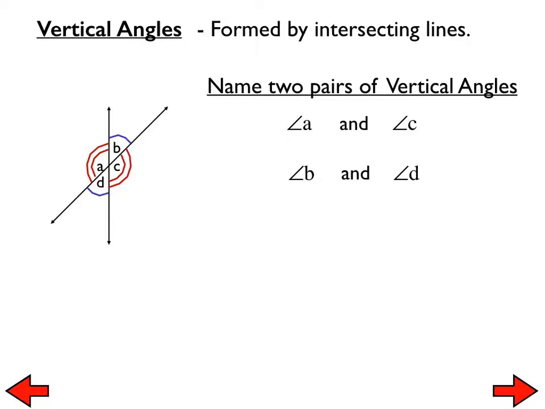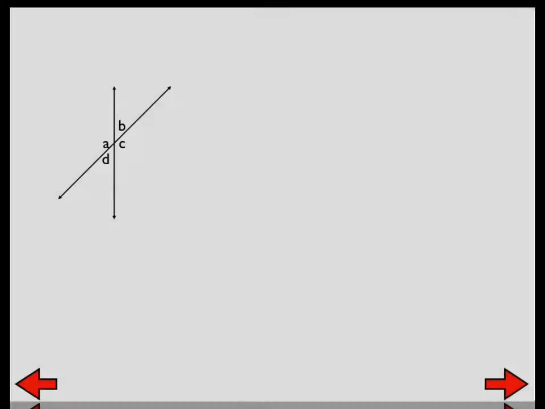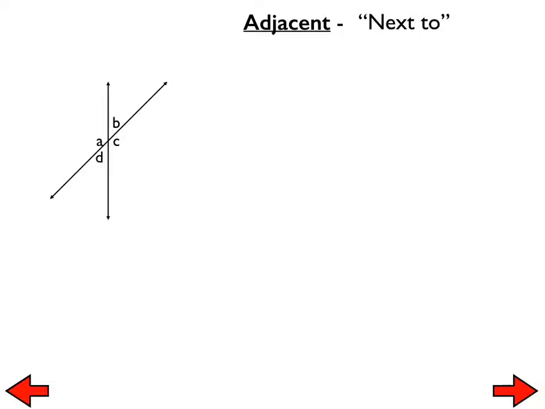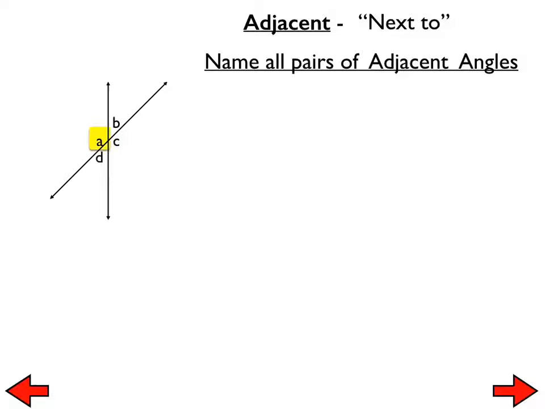Now, same picture, there are also adjacent angles going on. Yesterday we learned that adjacent means right next to each other. They even share the same wall. They're right next to each other. Angle A and B are right next to each other. They are adjacent angles. So I'm going to list that under adjacent angles.